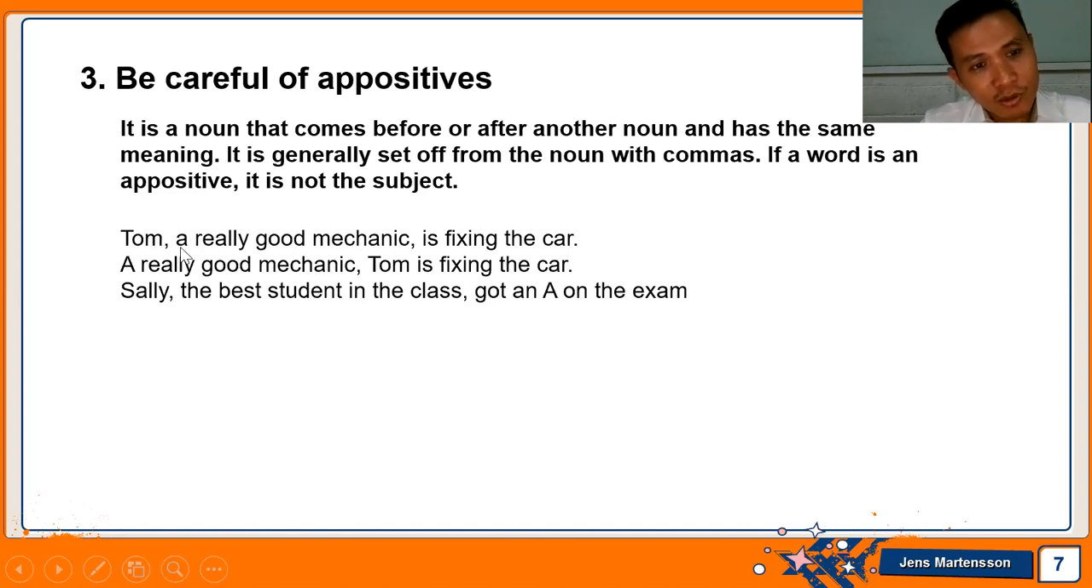Understand? Tom, a really good mechanic, is fixing the car. Nah, biasanya ditulisnya itu menggunakan koma and koma. Ya, appositive it uses koma. Misalnya lagi Tom, comma, a really good mechanic, comma, is fixing the car. I hope you understand. Or you can say, a really good mechanic, comma, Tom is fixing the car. Yang subjeknya siapa? Tom is fixing the car. It's still Tom. Jadi ini nggak usah dipikirkan. This is what we call an appositive.